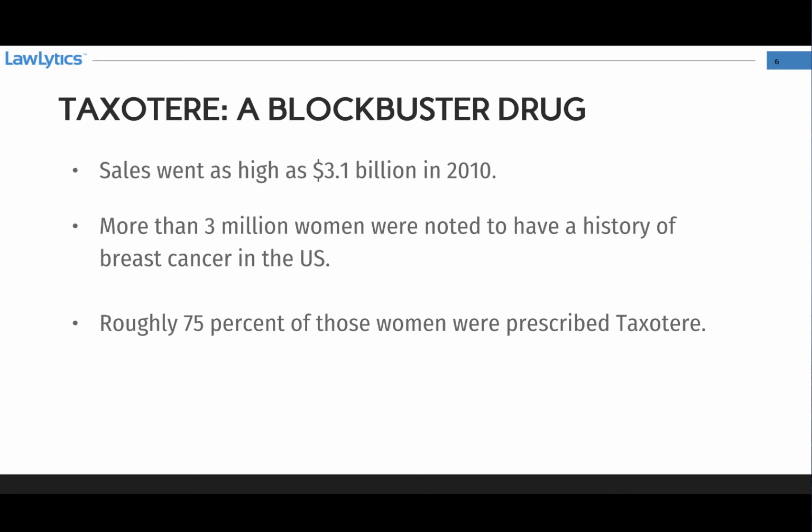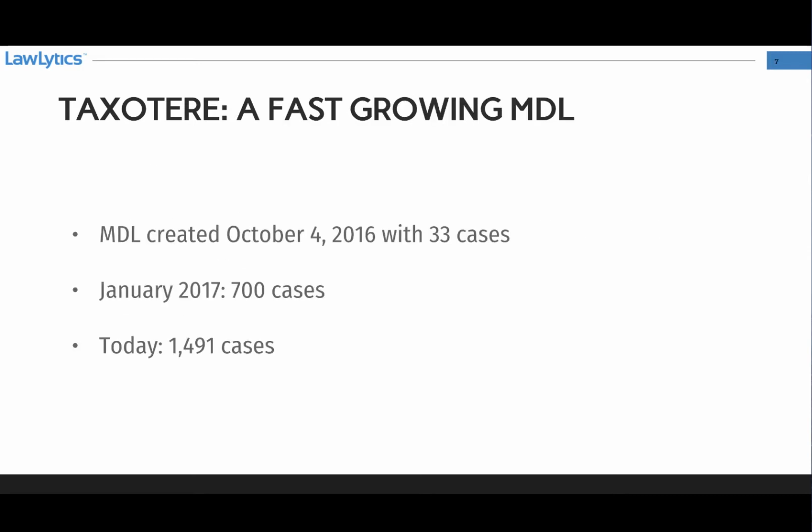3 million women have been diagnosed or have a history of breast cancer in the U.S. That's according to breastcancer.org, a report that came out last March. And about 75% of them were prescribed Taxotere. So this is a very widely used drug.